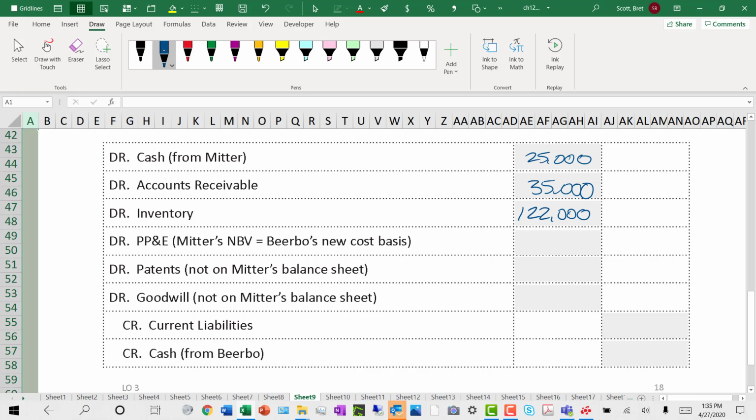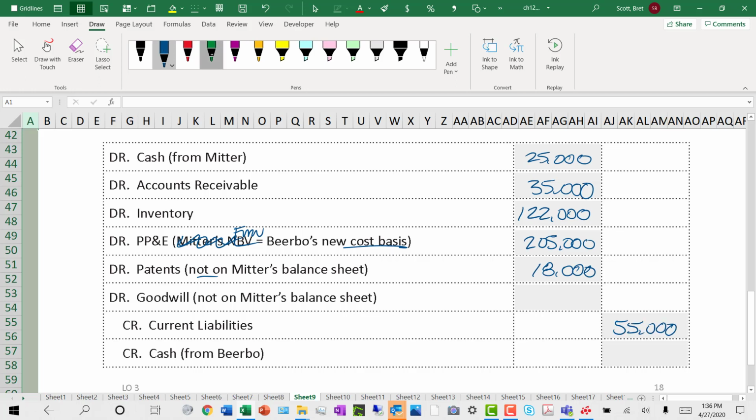We're concerned about the fair value. So Miller Lite's net book value is, this is kind of confusing here. Beerbo's new cost basis is the fair market value. So in this case, we're going to say 205. That's the fair market value of Miller Lite's property, plant, and equipment that we onboarded. Patents were not on Miller Lite's balance sheet. Therefore, the book value on Miller Lite is 0, but we record the fair value, $18,000. And let me skip down to current liabilities. The fair value of the current liabilities was $55,000.